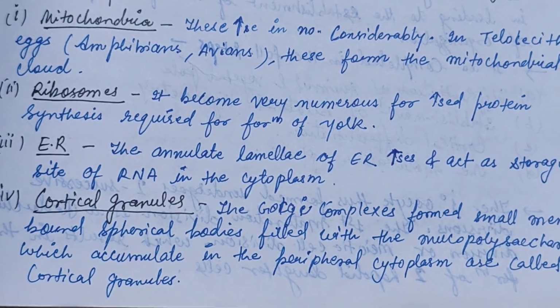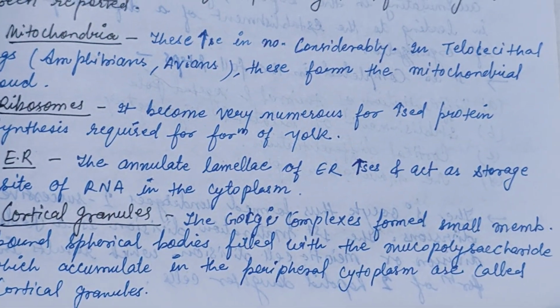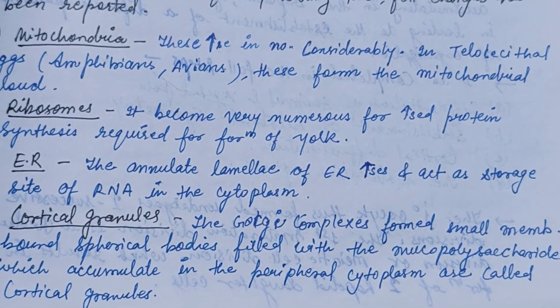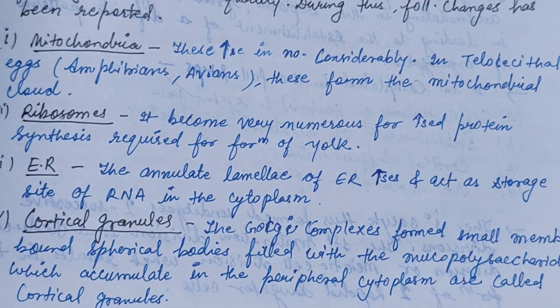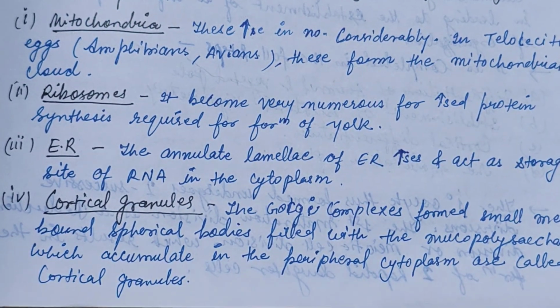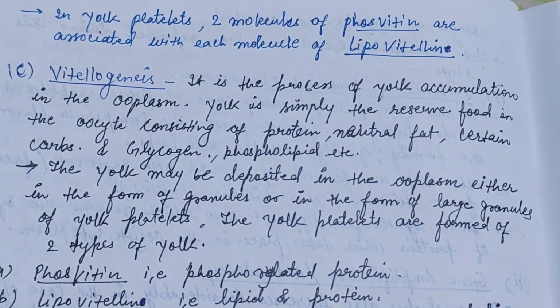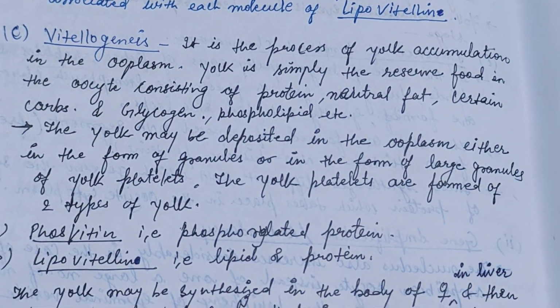Then the cortical granules: the Golgi complexes form small membrane-bound spherical bodies filled with mucopolysaccharide, which accumulate in the peripheral cytoplasm and are called cortical granules. In yolk platelets, two molecules of phosphovitin are associated with each molecule of lipovitellin.